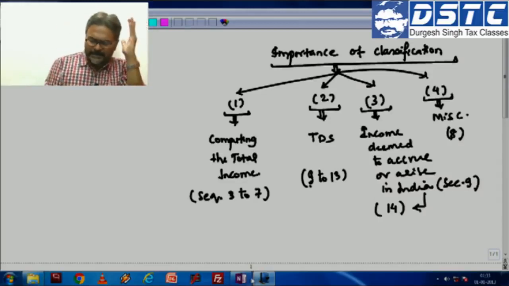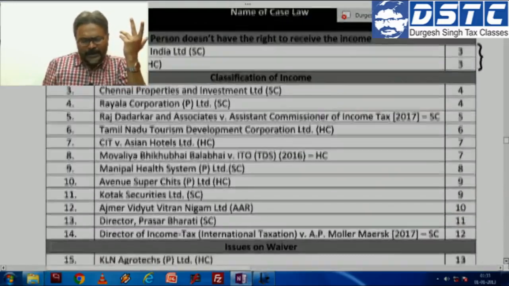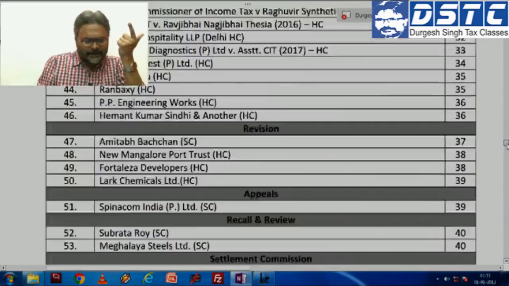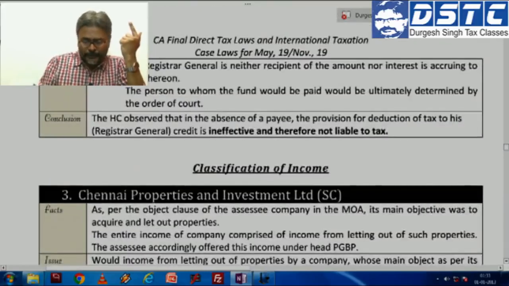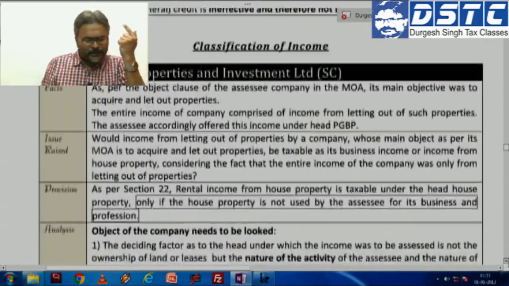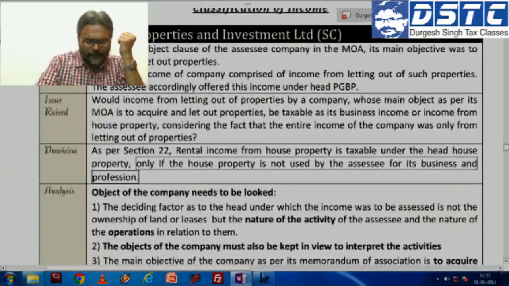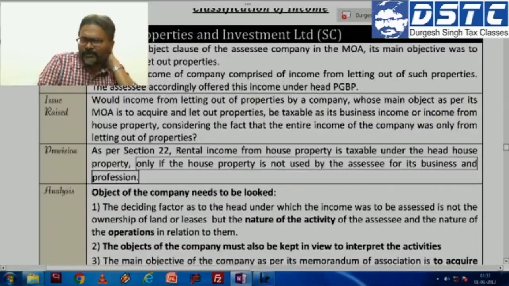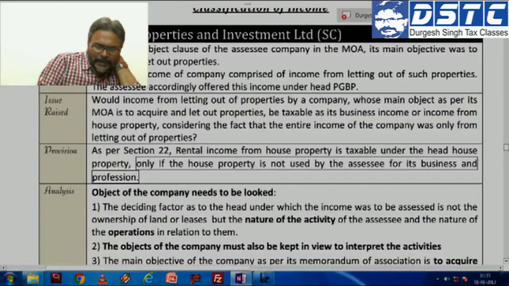I think this is a very popular case law, and more or less all of you are aware of this judgment. The only factor from the examination point of view that you need to remember is what I need to put to all of you herein. See, here we have made an observation of a provision. The provision is section 22.